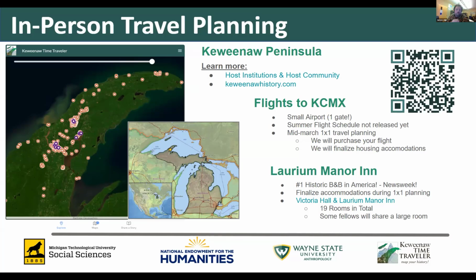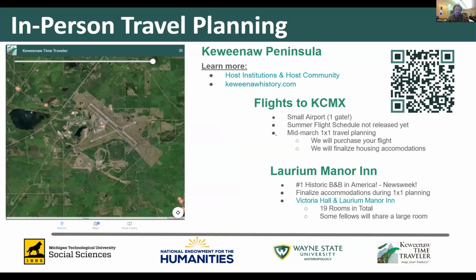Don, if you want to hit the button here, if you're wondering where CMX is, you can zoom in on this wonderful area on the Keweenaw Time Traveler mobile app. You can learn it's a very, very small airport. It is one gate, and you get off right on the tarmac. And the other unfortunate thing about being so small is we have a summer and a winter flight schedule. So the summer flight schedule hasn't been released, and that's why we're working in mid-March to do our one-on-one travel planning. As you see there, we'll purchase the flight for you. We will finalize housing accommodations, all that stuff at that time.